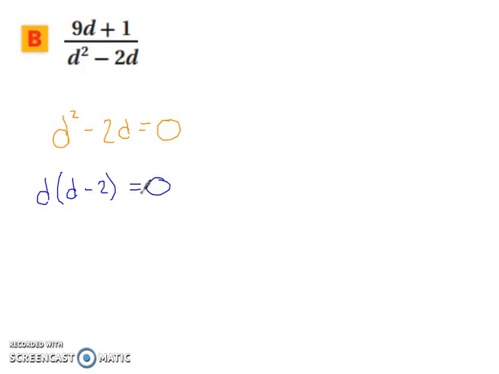So we want to use the zero product property. If you remember what that is, it was when we took each of our pieces, we set each of them equal to 0 separately to get our possible values. So for our first one here, we're going to have simply d equals 0. And to set this second piece equal to 0, we're going to end up with d equaling 2. So the excluded values are 0 and 2.